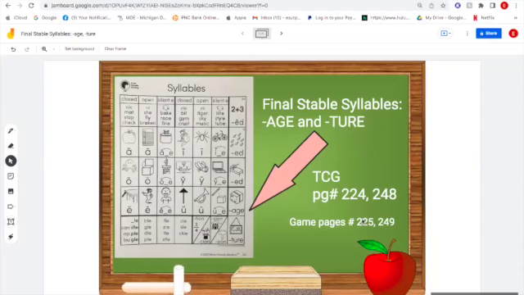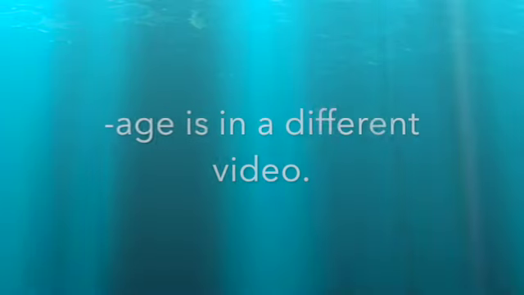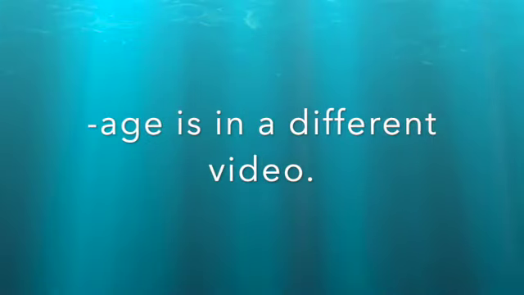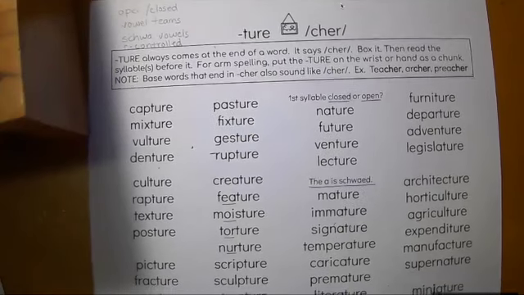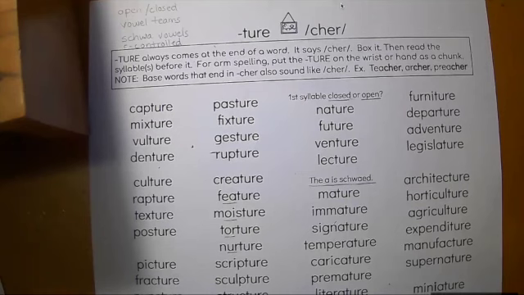Before today's refresher, we'll go over how to teach the final syllables, AGE and TURE. These syllables are found on the syllables chart in the lower right-hand corner. The TURE lesson page is on page 248, and they both have game pages that follow the lesson. Something to be mindful of before you teach the TURE.